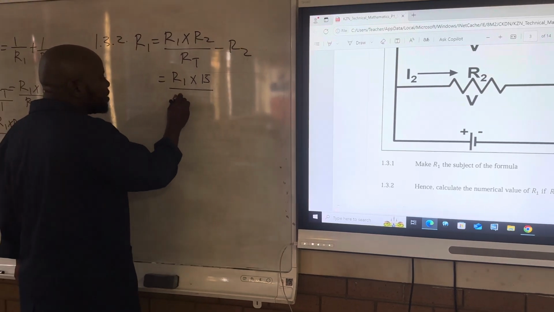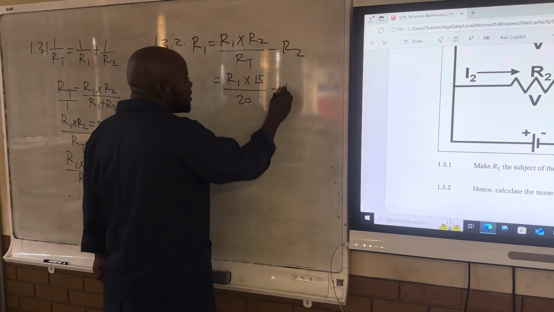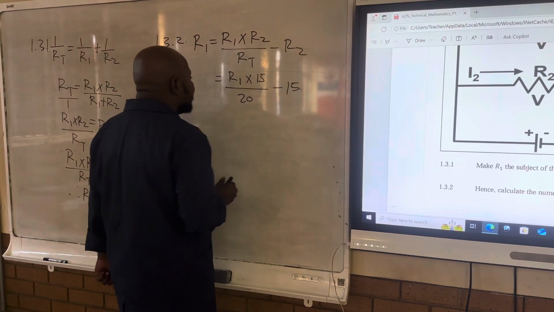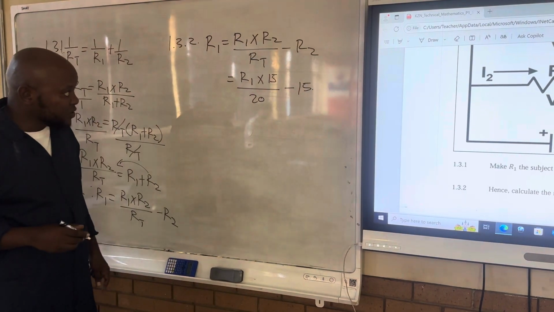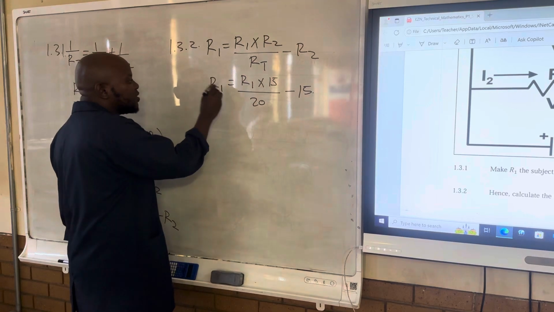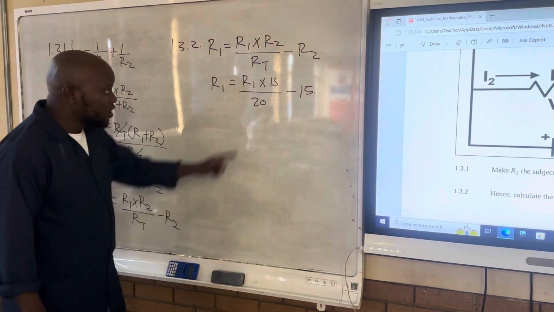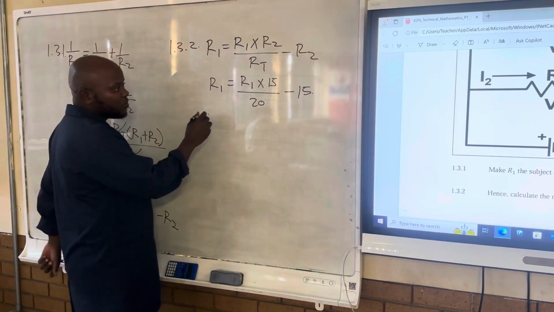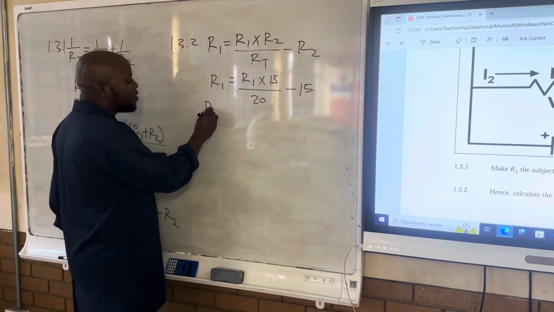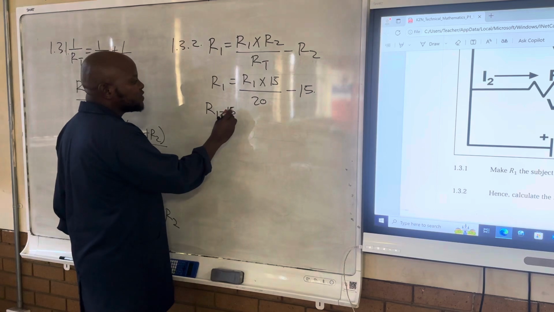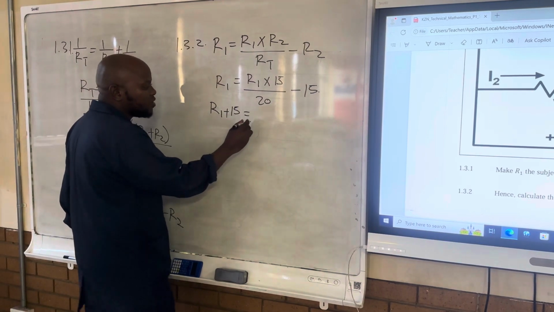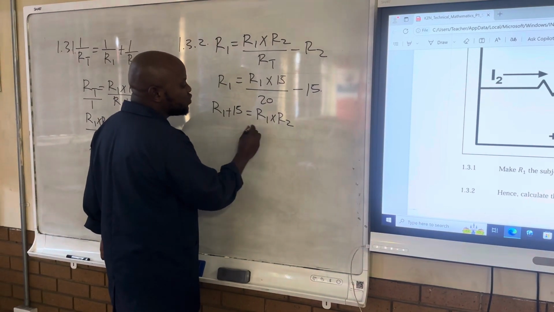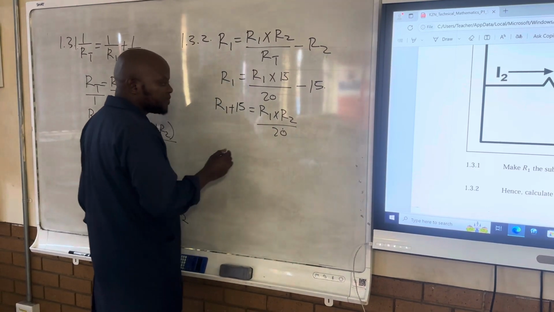R2 is equal to 15 ohm, so 15 divided by 20 ohm minus 15. Are we together? We are still having our R1 there, so we are going to transpose this to this side. We're going to have R1 minus 15 is equal to R1 multiplied by R2 divided by 20.